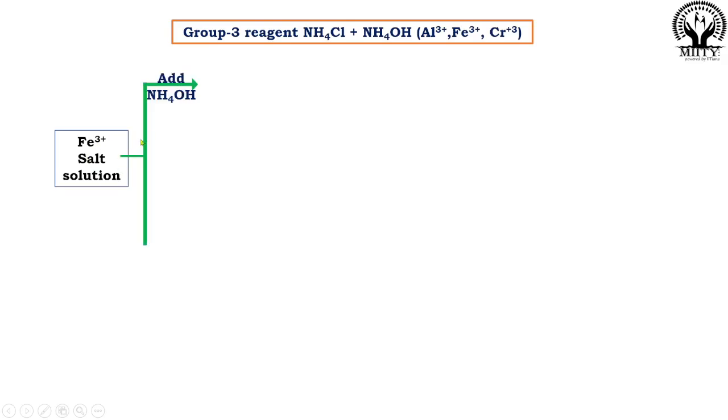Group 3 reagent: ammonium chloride and ammonium hydroxide. Here hydroxide precipitates will form for the group 3 cations, aluminum, iron and chromium: Al+3, Fe+3, Cr+3. Now we discuss Fe+3. The salt solution contains Fe+3, and to this salt solution, the group reagent ammonium hydroxide is added.